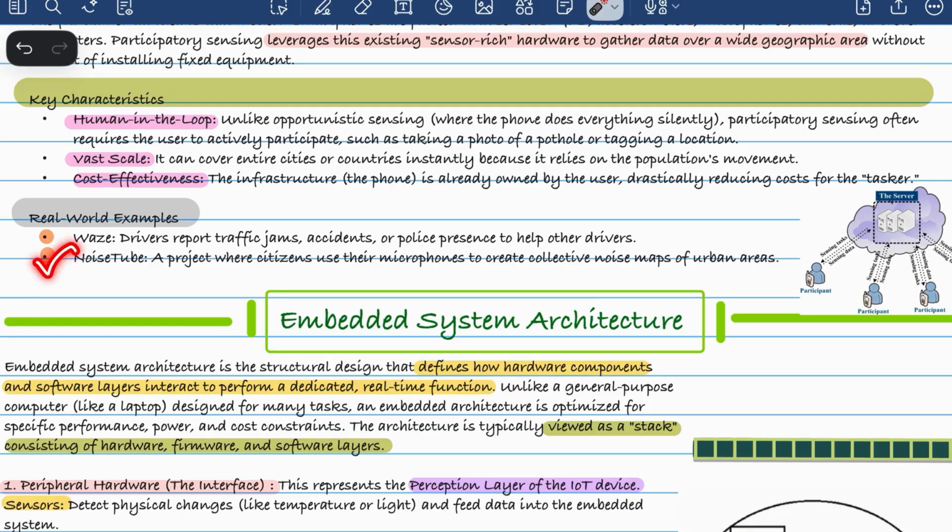Then there is the NoiseTube project. This is a worldwide citizen science research initiative. What happens is that citizens download an app that safely accesses their phone microphone while they walk through their neighborhoods. By actively logging local noise levels, everyday citizens collectively generate high resolution block by block noise pollution maps of major cities, showing the urban planner exactly where acoustic barriers are needed.